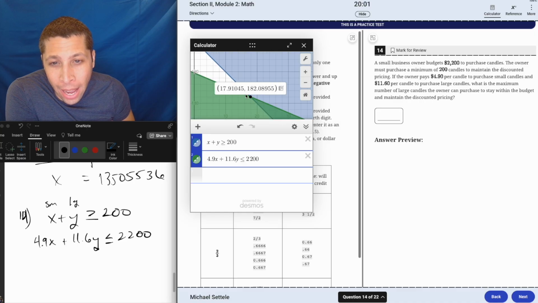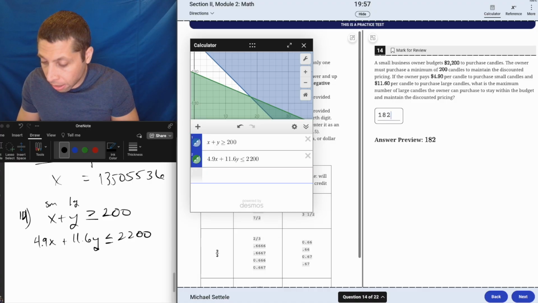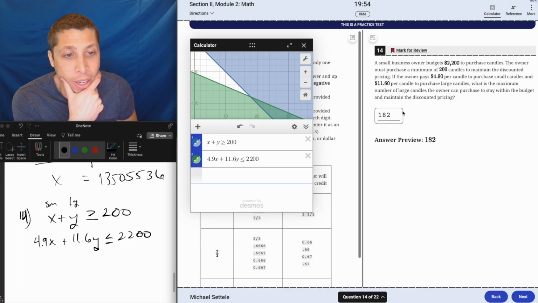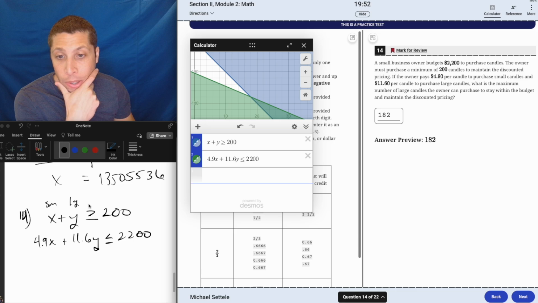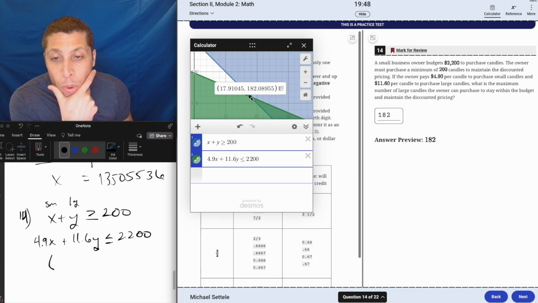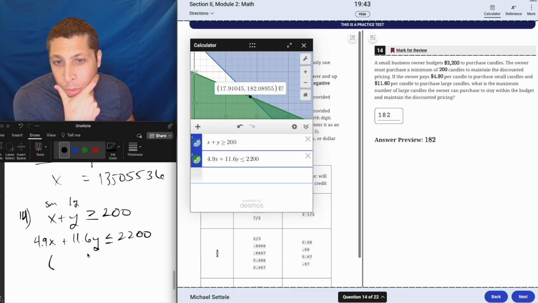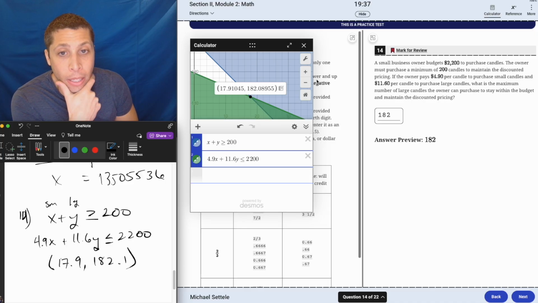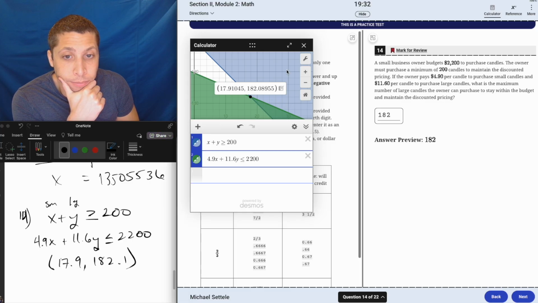So they overlap at 182, but we've got to go a little bit lower. So that should be 182. And again, I'm going to check this if I've got time. There are ways to check this, but it's here. I'm going to write down the point so I don't have to do it again. So the point is 17.9 and 182.1. I think that's right. Yeah, good enough for now.